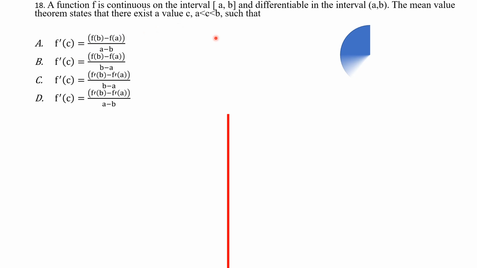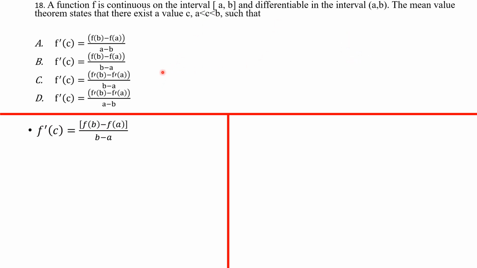But to really look at the concept of differentiability, it's really just the concept of you finding gradient, changing y, changing x. And so we just really have to correspondingly look for, alright, f prime of c has to be f of b minus f of a over b minus a. That's how I get the gradient, right? So correspondingly, our answer there is b.